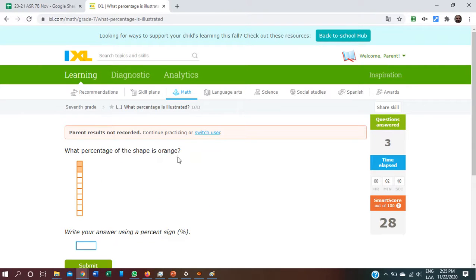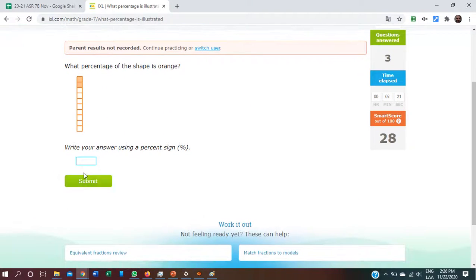What percent of the shape is orange? We need to know how many squares there are in total. So it is 1, 2, 3, 4, 5, 6, 7, 8, 9, 10. So 2 out of 10, which is 20%.